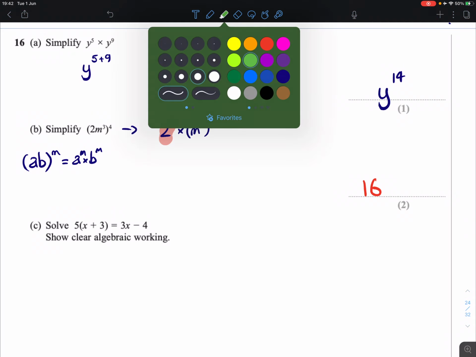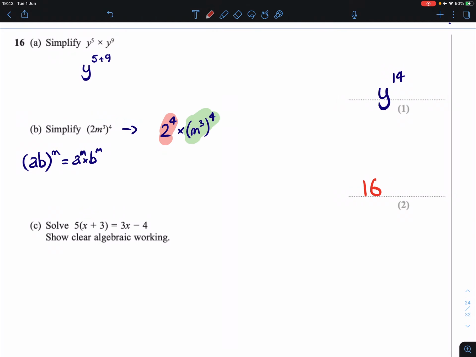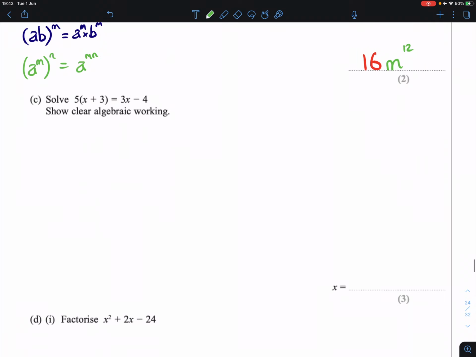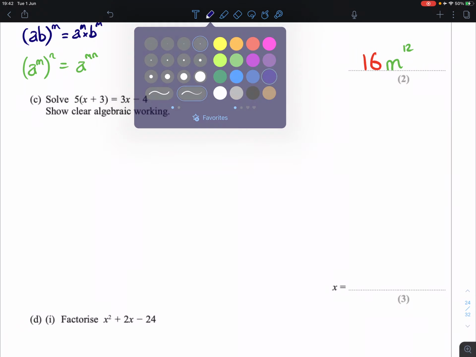And our m cubed to the power of 4, that is our third law of indices, which is when you have a base raised to a power and then that's raised to a further power, you multiply these together, m times n. So that's going to give us 3 times 4, which will give us m to the power of 12. Part C, solve that equation there.